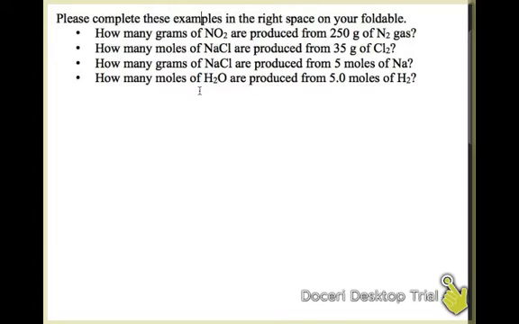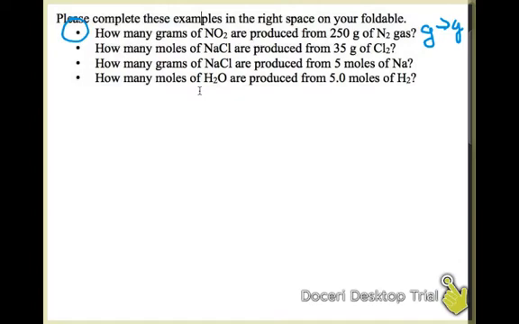The first one is asking us, how many grams of NO2 are produced from 250 grams of N2 gas? So in this problem we are going from grams to grams. So this is going to be the bottom right hand part of your foldable.